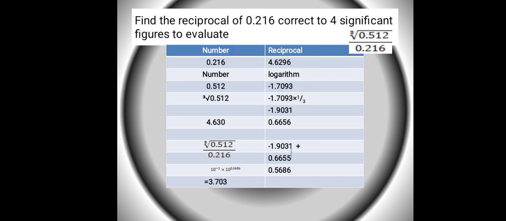Now let's get the logarithm of 0.512. It is 1.7093. The cube root of 0.512, you multiply the logarithm by a third, we get 1.9031. Now add to it the logarithm of 4.6296, or to 4 significant figures 4.630. We get 0.5686. Get the antilog, we get the answer as 3.703.